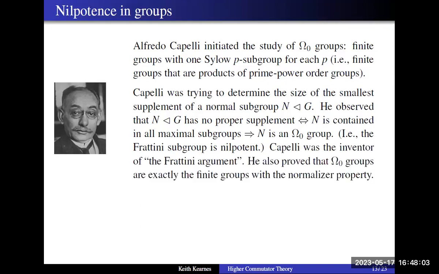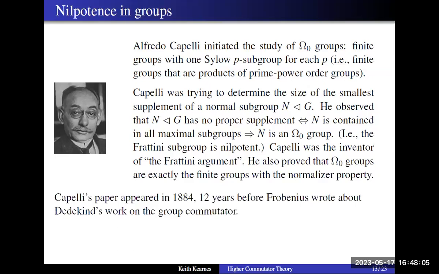Now, I mentioned in my first talk that we didn't learn that Dedekind had introduced the commutator word until 1896 in writings of Frobenius. So finite nilpotent groups were studied before we had a commutator definition of what nilpotence might be. Now that historical fact was sort of copied over into loops.